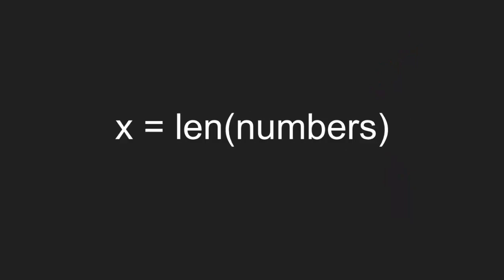We can take the length of numbers. In this case, we started with 3 and we added 2 more, so we have a length of 5. It just counts the number of items within the list. Now, numbers.pop removes the last item of the list. In this case, it's an 8, and it's removed from the list, and now we only have 4 members.